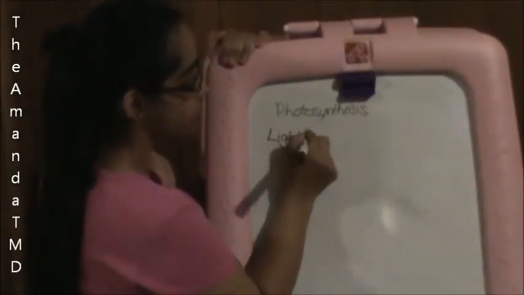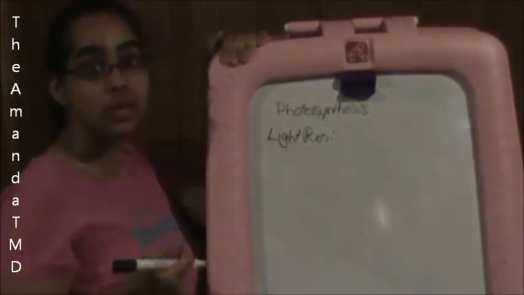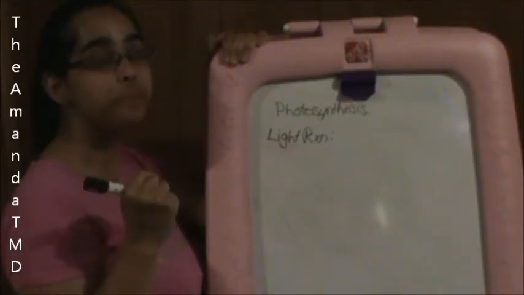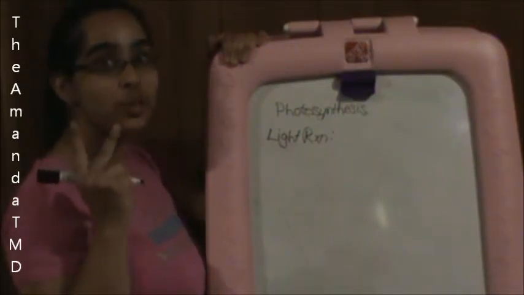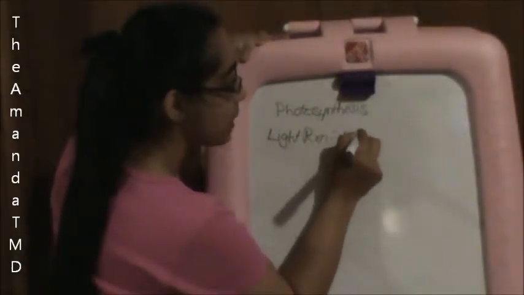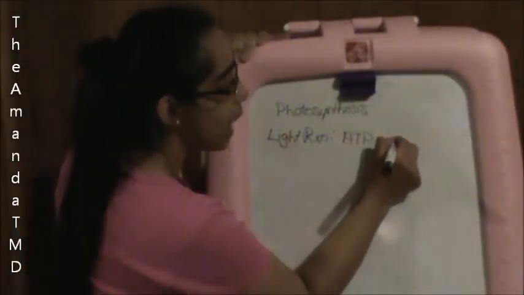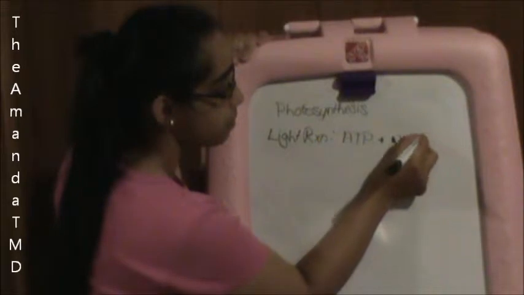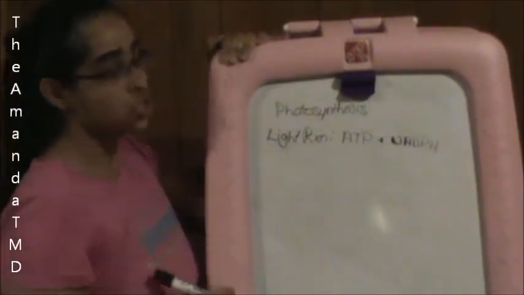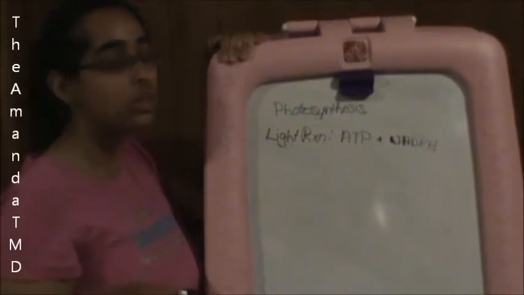The light reactions are fairly simple, and basically their whole process is to make two major molecules. ATP, which we talked about in glycolysis, that was adenosine triphosphate, and NADPH. That's just a highly reduced molecule that can be oxidized to get some energy.